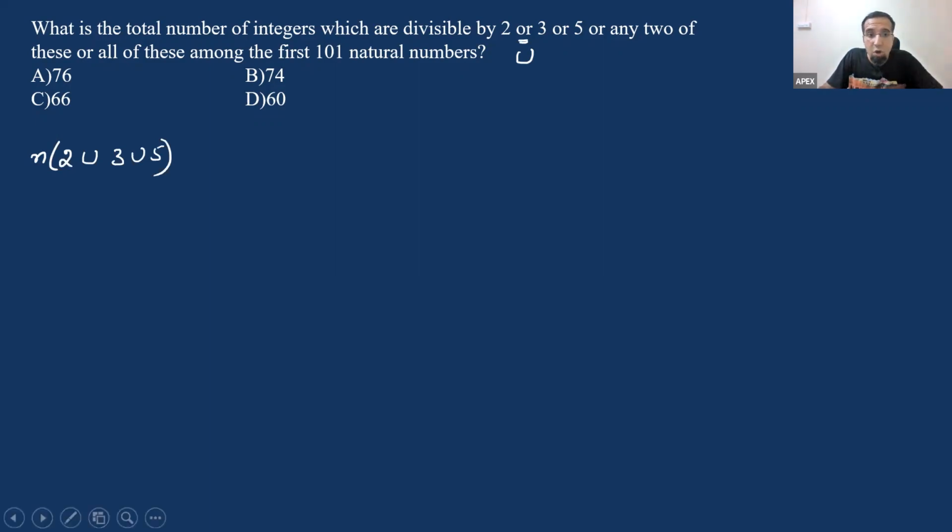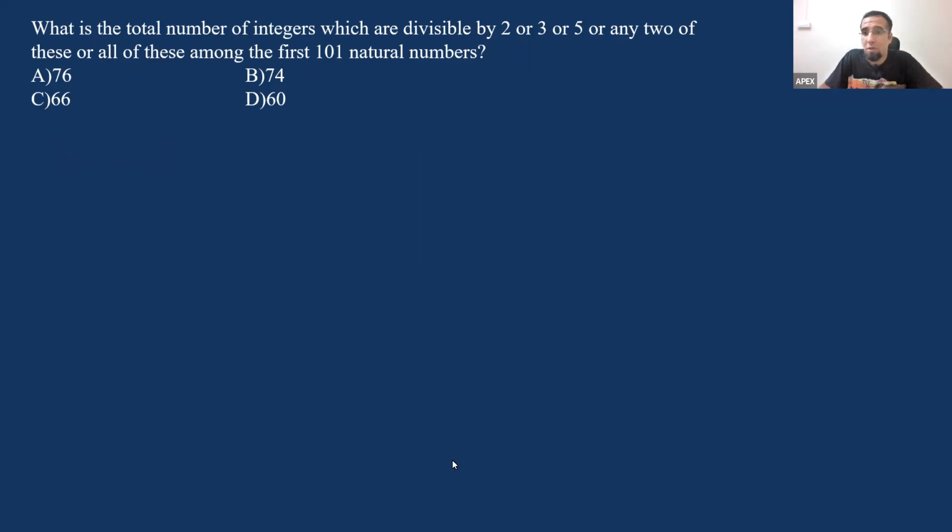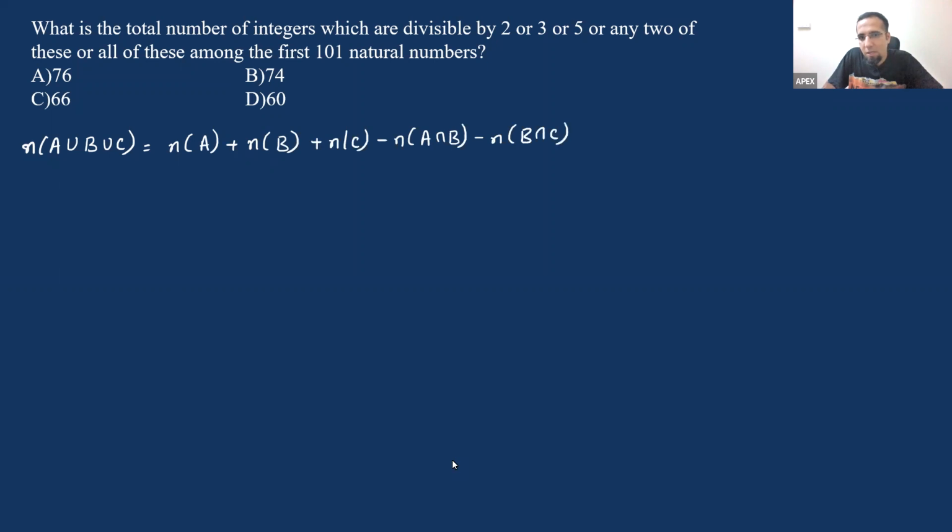Now, we need to know the formula of n of A union B union C. So please go back and by heart formulas, n of A union B, n of A union B union C. At least these two are required, okay? So let me revise it for you. N of A union B union C, the formula would be n of A plus n of B plus n of C minus n of A intersection B minus n of B intersection C minus n of A intersection C, and then I add back n of A intersection B intersection C. Clear?